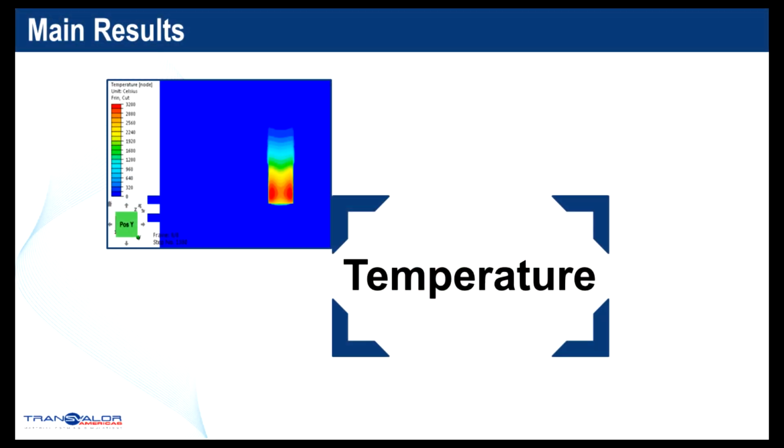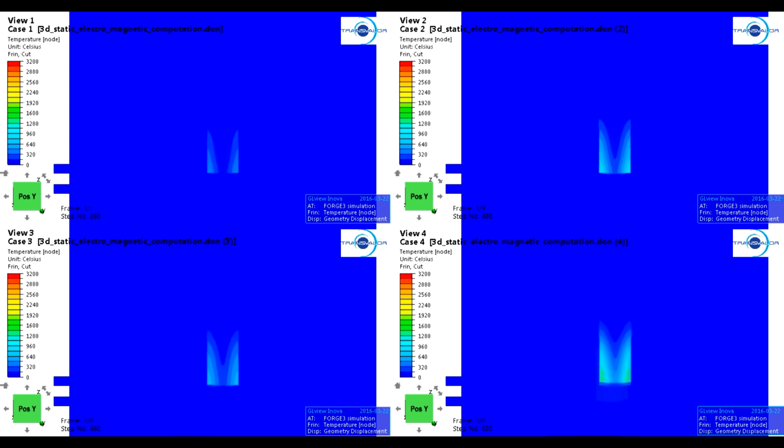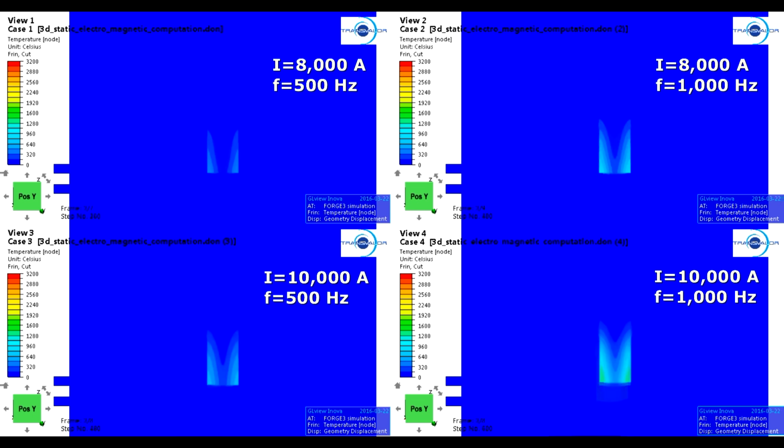The temperature is obtained from the thermal simulation. The current values for the four cases shown are 8,000 amperes and 500 Hz in the top left, 8,000 amperes and 1,000 Hz in the top right, 10,000 amperes and 500 Hz in the bottom left, 10,000 amperes and 1,000 Hz in the bottom right.